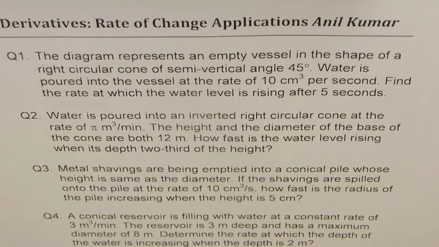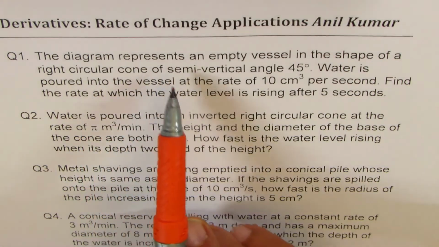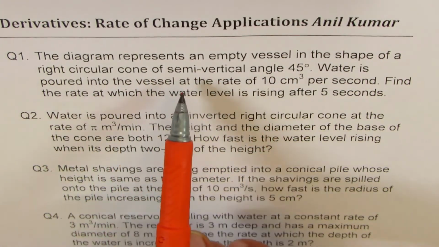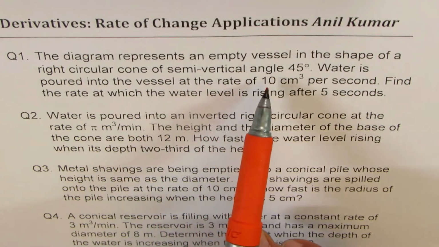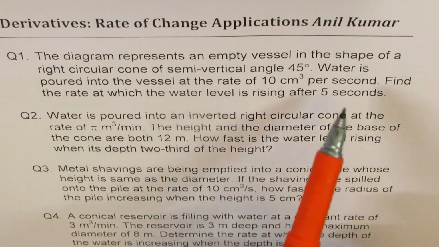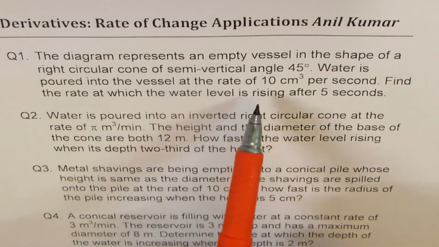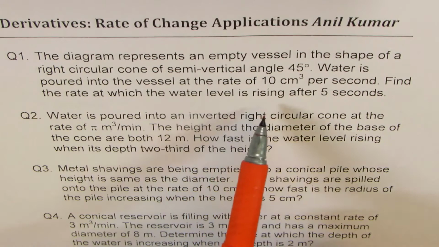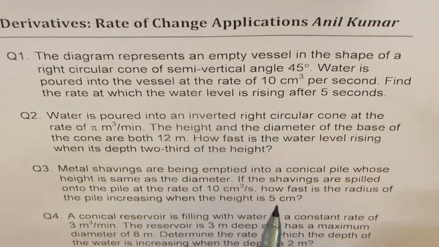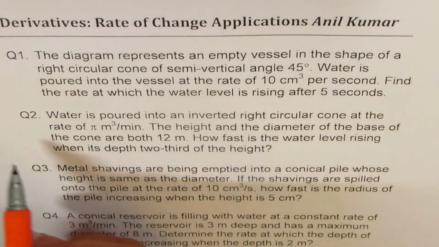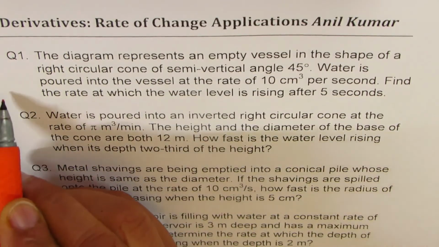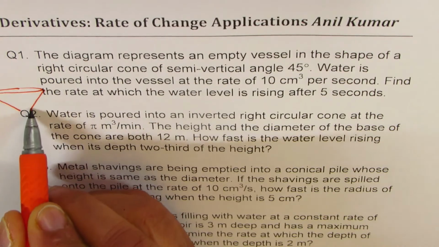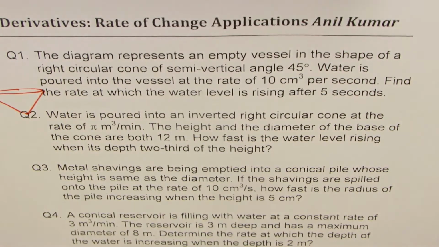Question number 1 here is, the diagram represents an empty vessel in the shape of a right circular cone of semi-vertical angle 45 degrees. Water is poured into the vessel at the rate of 10 centimeter cube per second. Find the rate at which water level is rising after 5 seconds. Well, the diagram, let me just make a smaller one here. Then we'll discuss and solve it later, right?